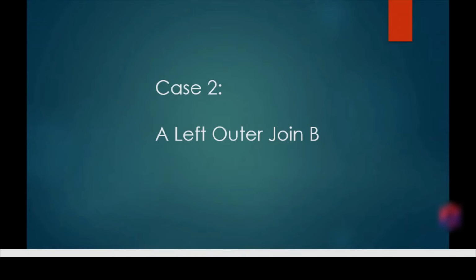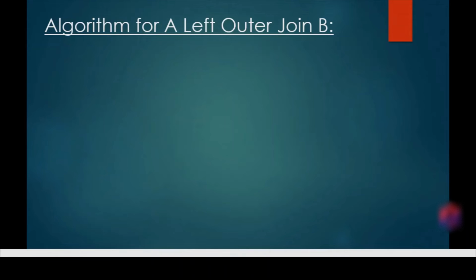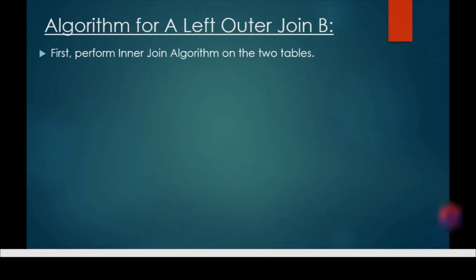Let's come to case 2. So case 2 is about performing a left outer join. Now let's try to see first what is the algorithm. How do we perform a left outer join? So the very first step is perform the inner join algorithm on the two tables.